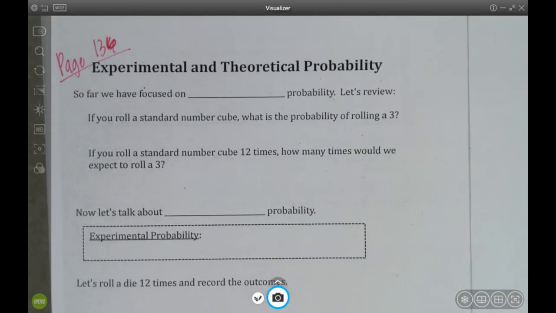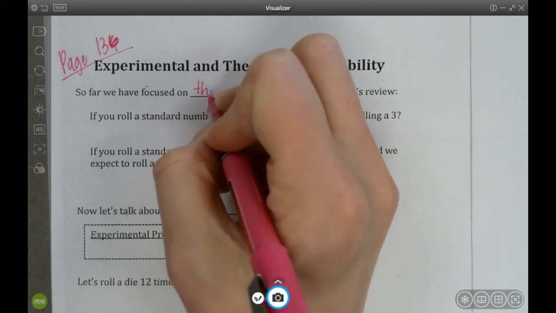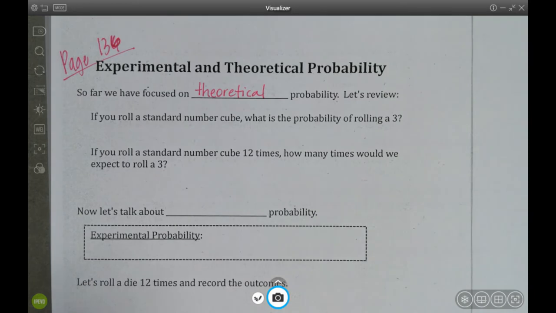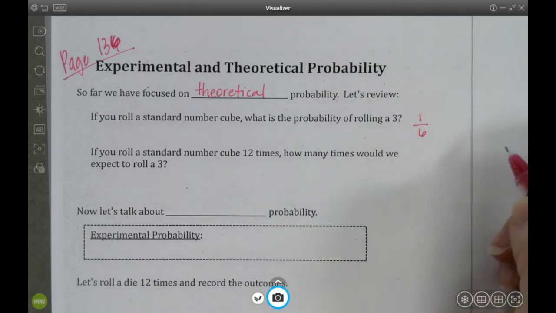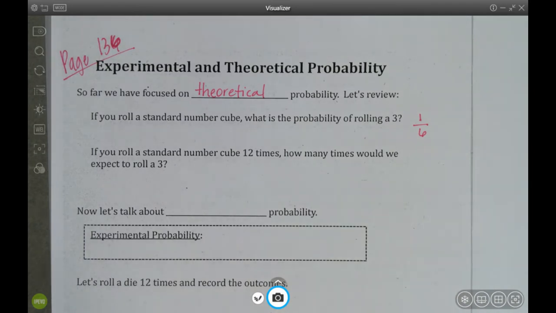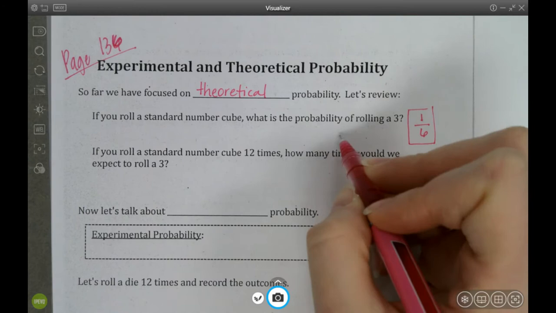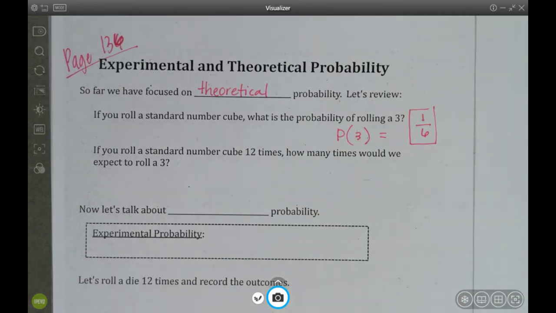Okay, page 136. Everything we've done so far has been theoretical probability. So if you roll a standard number cube, what's the probability of rolling a 3? 1 out of 6, because one side of a normal die is a 3 out of the 6 total sides. And that notation was probability of getting a 3 is 1 out of 6.